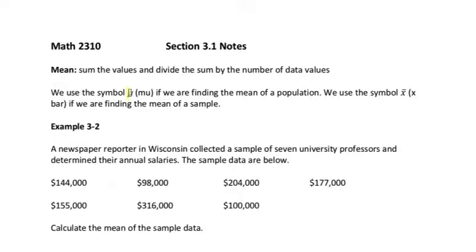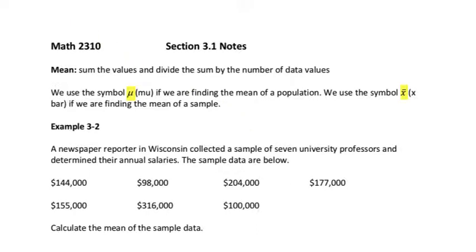We have two symbols that we will see for the mean. The first symbol is the Greek letter mu, and we use that if we are referring to the mean of a population. We use the symbol x bar, which is an x with a horizontal line across the top, if we are referring to the mean of a sample.